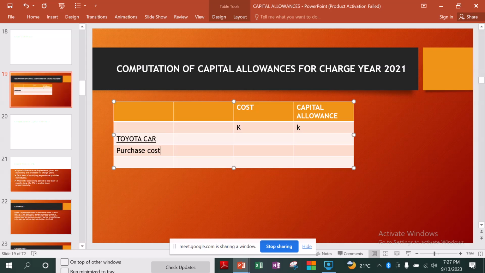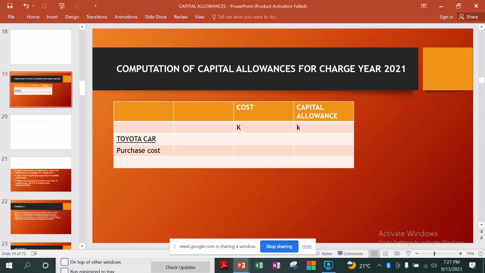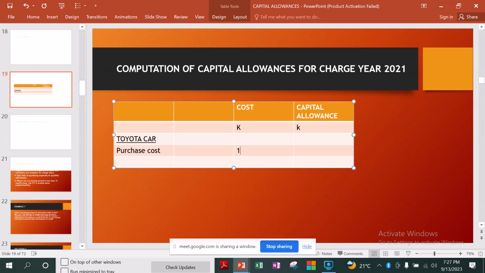Now the purchase cost, if you look at this particular example, it is 17,500. That's what you indicate here, 17,500. Okay, so that's what we have there. Then it's supposed to be subject to wear and tear allowance with the capital allowance. So wear and tear allowance.